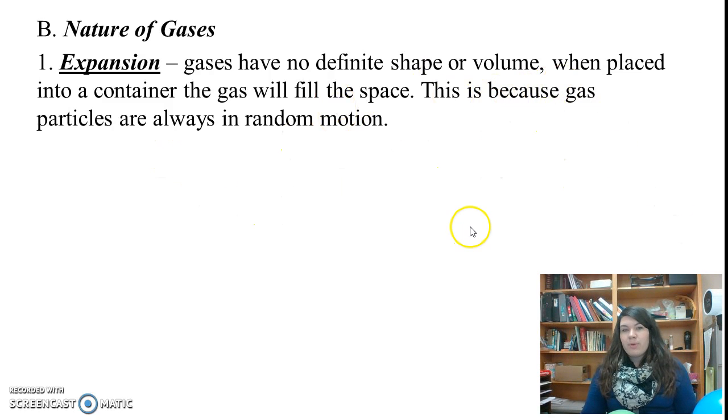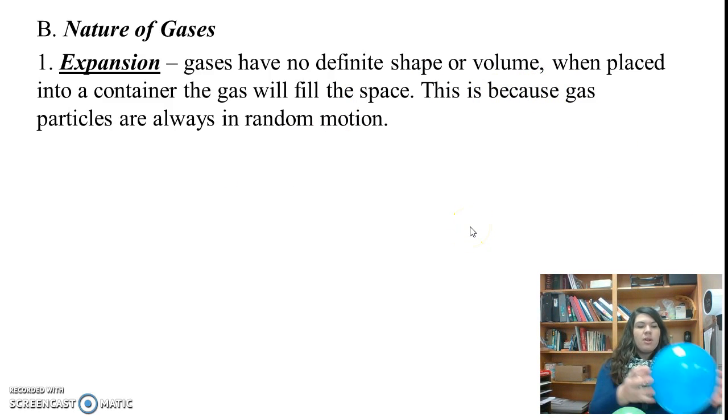And because they're always in random motion, they're always moving apart. So right now, inside of my balloon, I have all those particles of air moving around, hitting the sides of my balloon, and it's that motion that keeps it blown up. Even though they're not being forced to go, they are still pushing outward on the outside of the balloon. That's why it's nice and taut, okay?